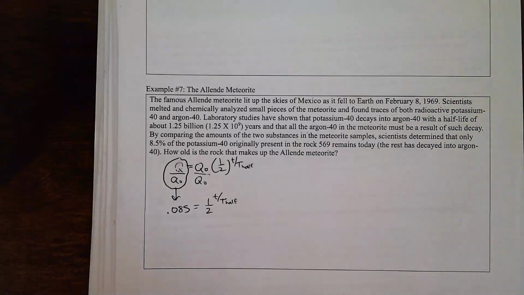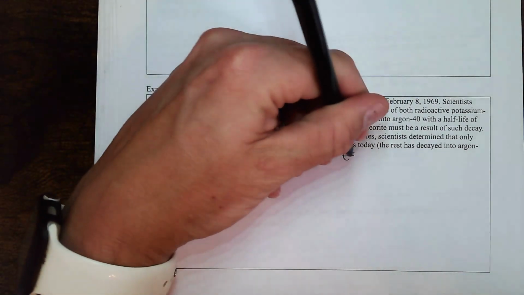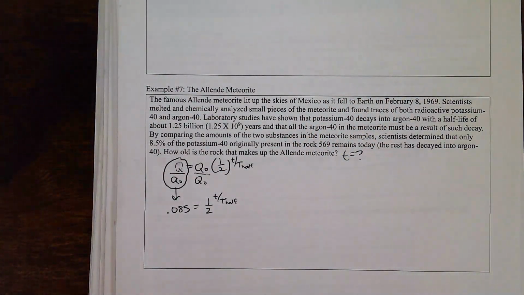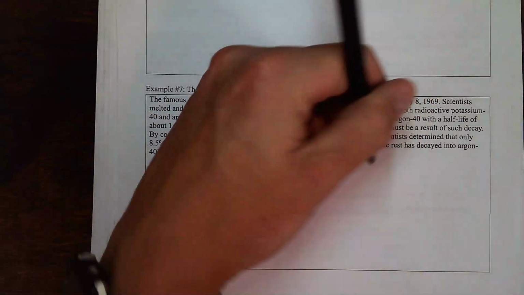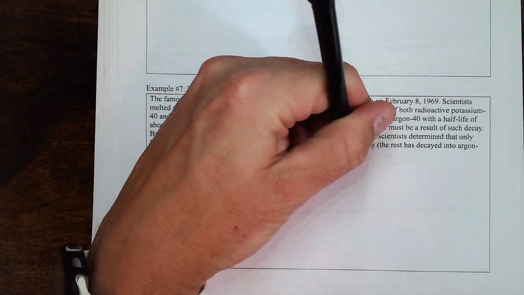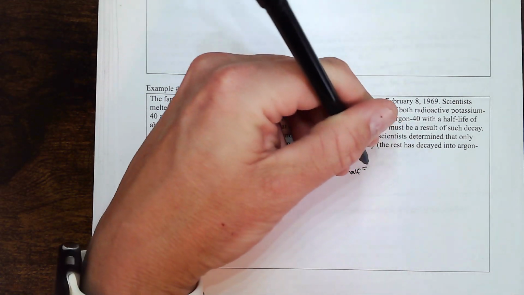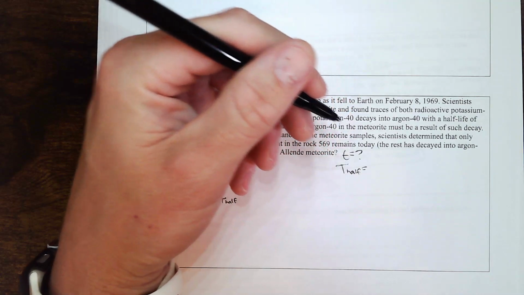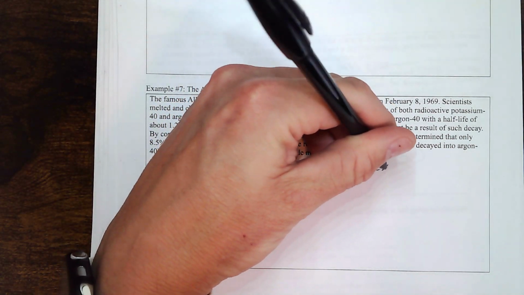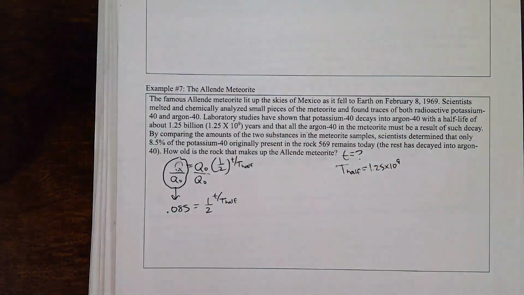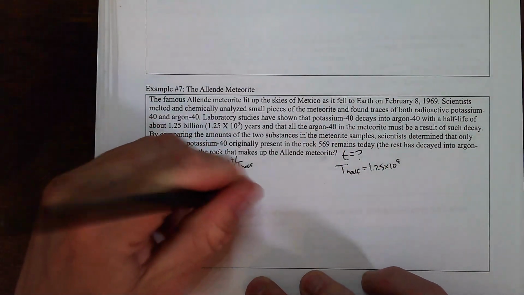Okay. Now the question is, how old is the rock? So we're solving for T. So we've got to solve for T. T we don't know, but what we do need is the half-life. Now there is a half-life formula. Here's the mess though. We've got the T of half too. I need to plug that in, and I guess we need to plug in the actual amount here. We've got to plug in the 1.25 times 10 to the 9. So the T of half, let's plug that in right now.